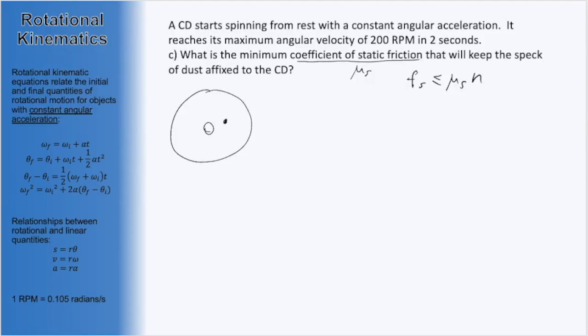Here is the speck of dust, which is 1 centimeter away from the center. And as it spins in some direction, what forces are going to be acting on it? We know there's going to be some kind of friction force here, but what direction will that point? Well, if the speck wasn't affixed to the CD, it would just be flung off in the tangential direction. So since that doesn't happen, there must be a force keeping it from going off in that direction.